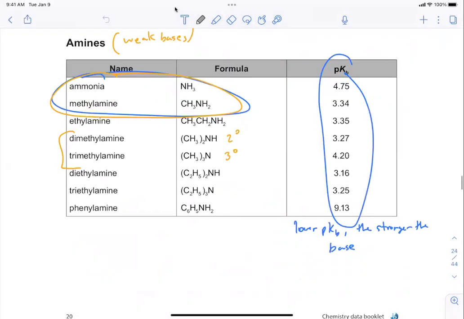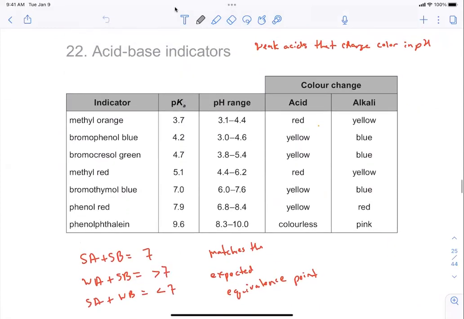So when you look at the data booklet, there is a page of indicators and when they change color. So this pH range is where it changes color, and these are the colors it changes into. So be careful on the data booklet. We'll talk about this next week as well, that acid and alkali don't mean less than 7, greater than 7. What they mean is less than this range or greater than this range. So it's relative to the pH range of this. So acid here means less than 3.1. Yellow here means greater than 4.4. And then in between, what color do you get?